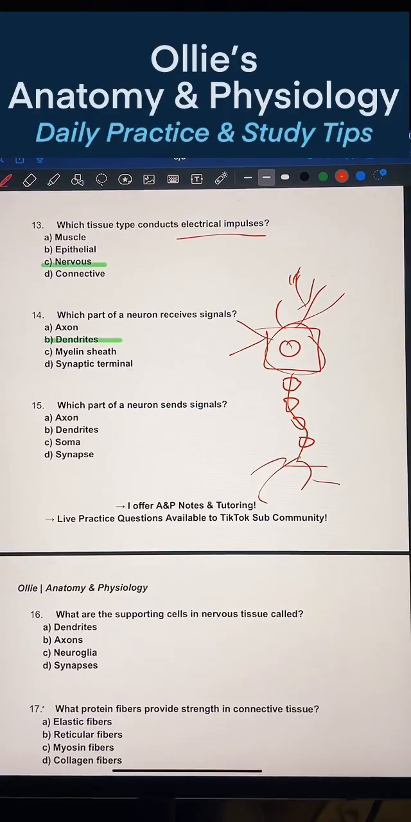Which part of the neuron is going to send signals? A, B, C, or D? What do you guys think for that one? A, B, C, or D for number 15?